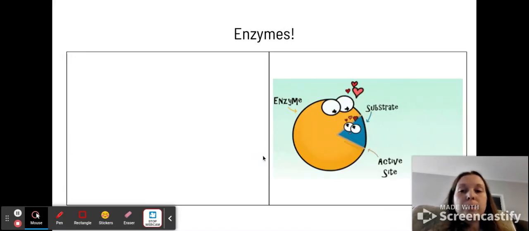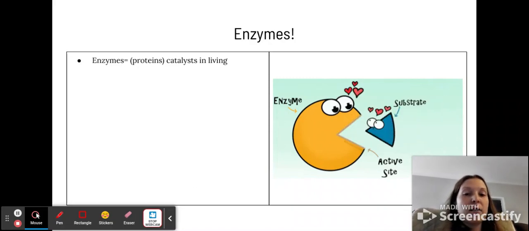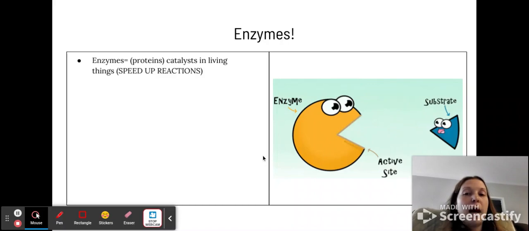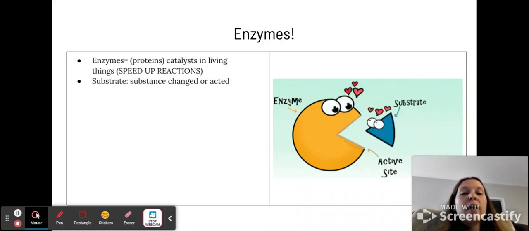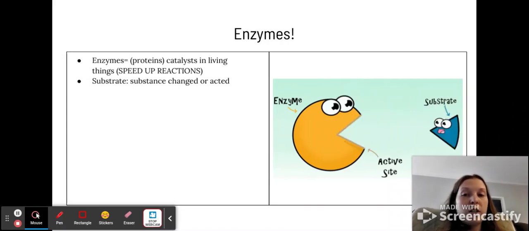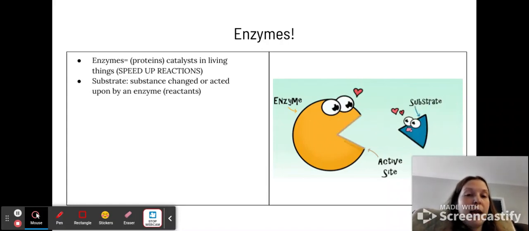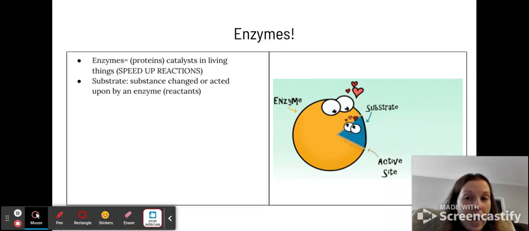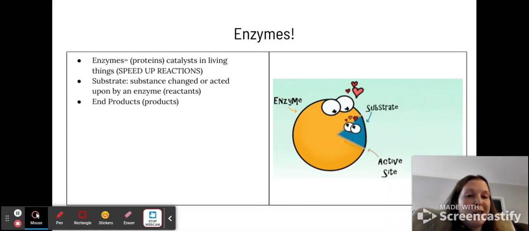So enzymes are proteins. So remember, these are proteins. And they are catalysts that live in the body. So we define these as biological catalysts. What an enzyme does is it attaches to a substrate, which is the substance that is changed or acted on by the enzyme. So the enzyme itself would be considered a reactant. The substrate is another reactant because it's what is being changed. And the substrate is changed into whatever your end products are. So it is manipulated by the enzyme and changed.